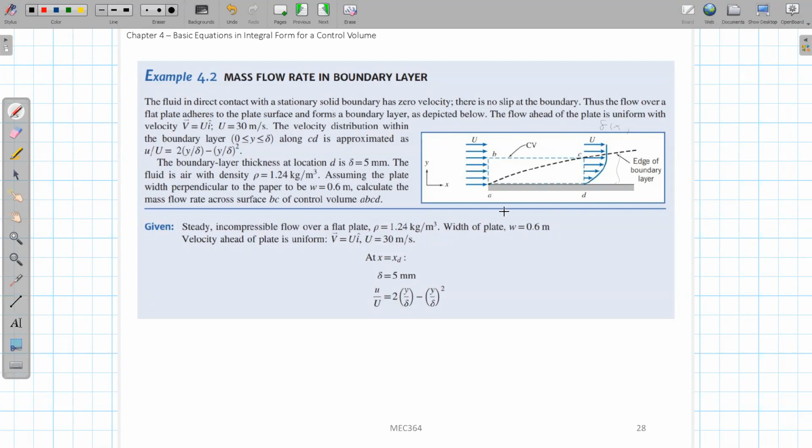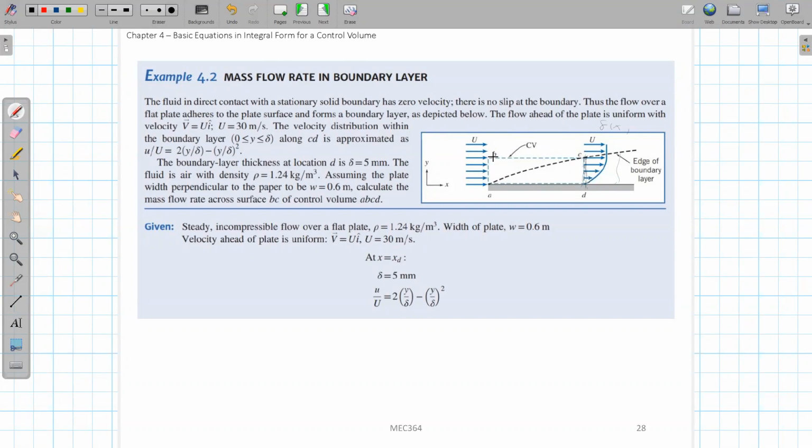So for this problem, the question we are asking is, at this location here, let's assume that we know this boundary layer thickness delta is 5 millimeter. So this length is 5 millimeter. If we draw a control volume in this rectangle defined by A, B, C, D, we will see that the flow will flow into this control volume through this AB surface, because this is the inlet. Flow will also flow out from this control volume on this edge CD, because this is where the outlet is.